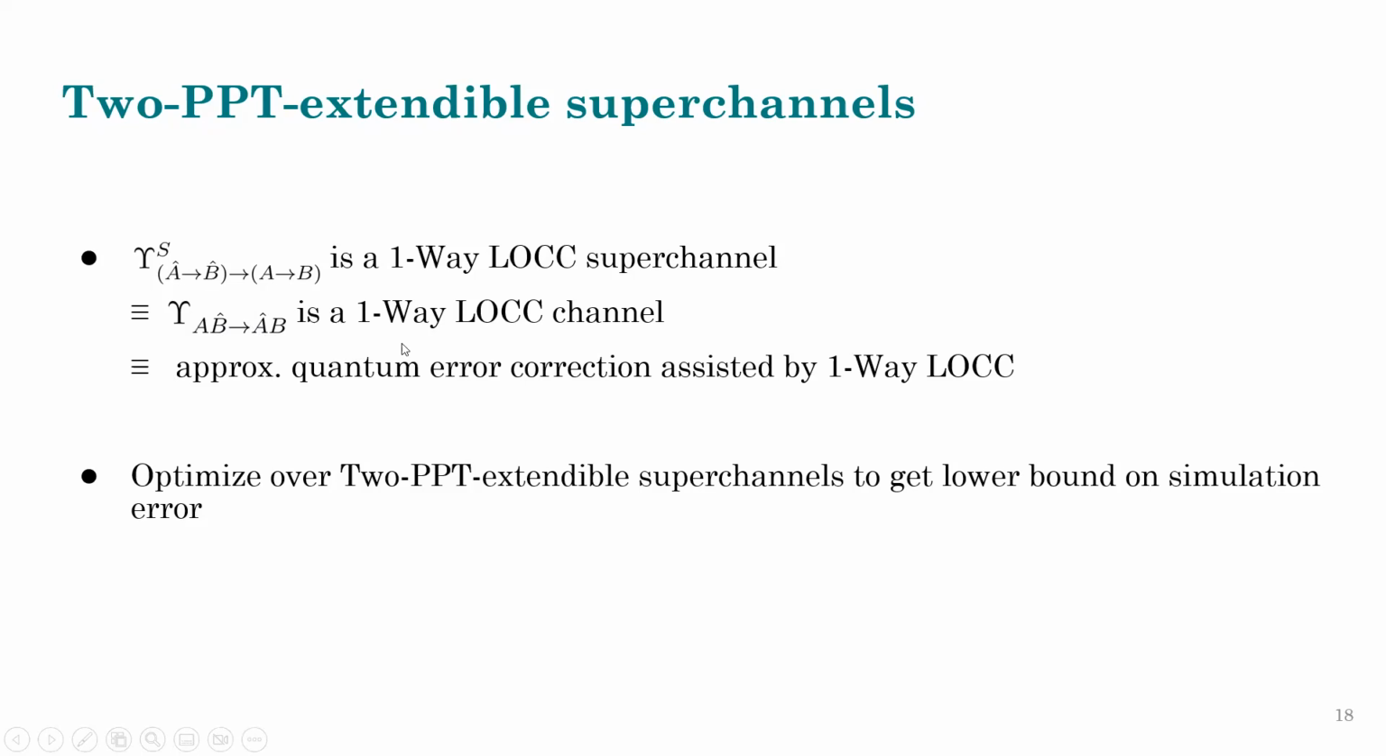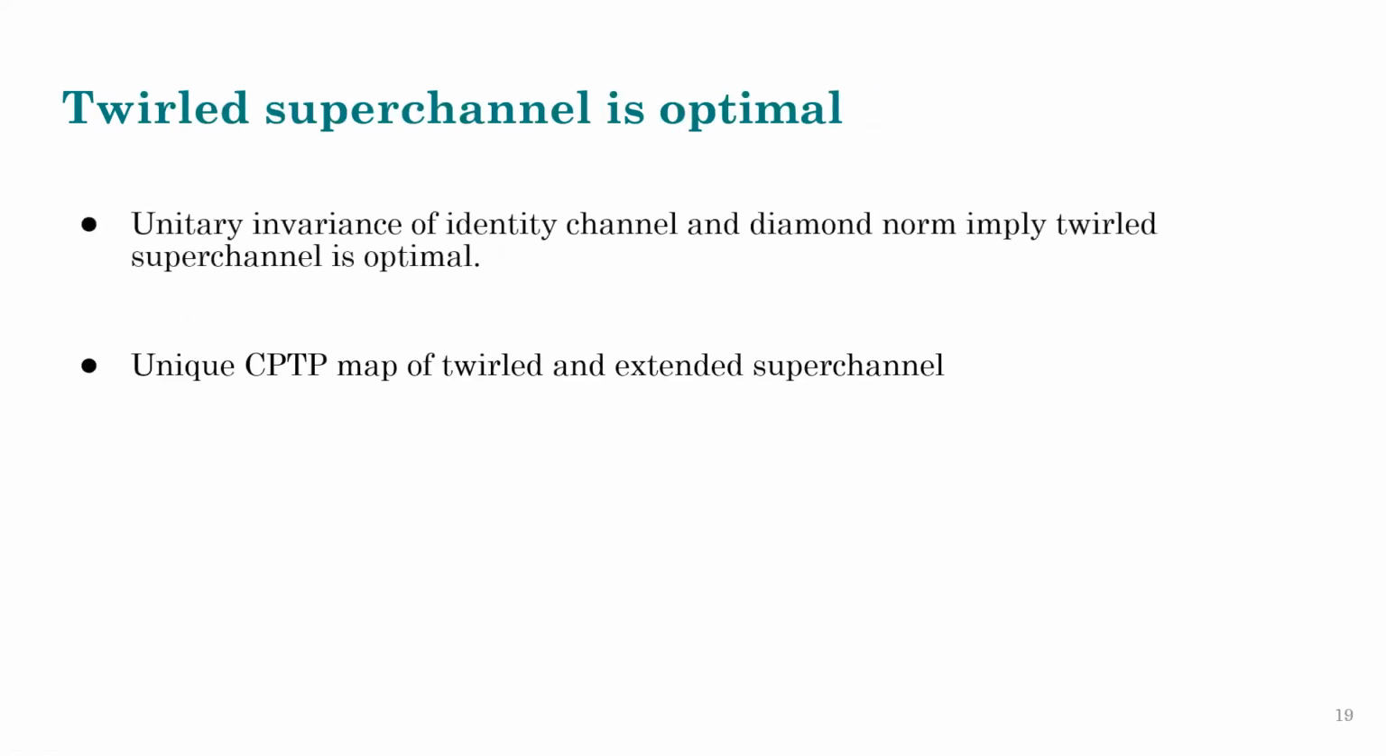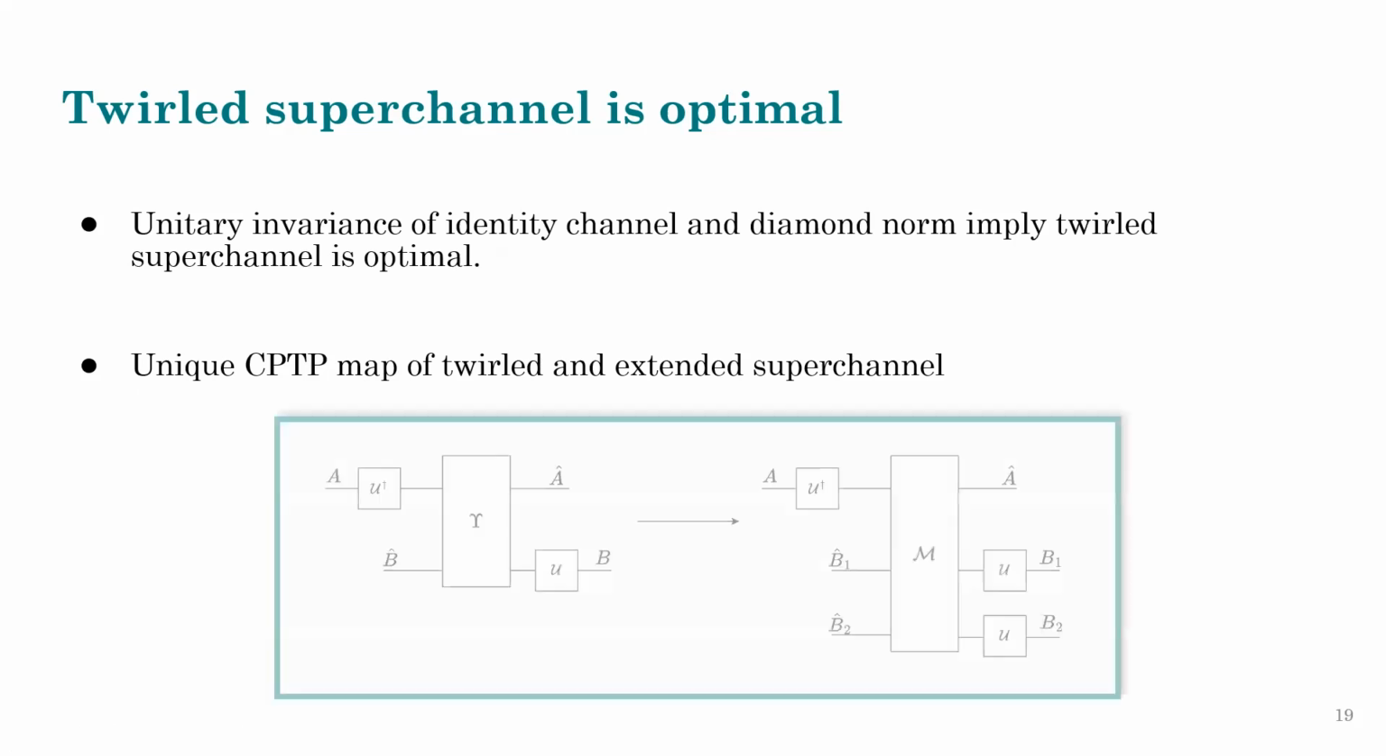On top of that, the unitary invariance of identity channel also translates into the same conditions, and the diamond norm and the unitary invariance of diamond norm also imply that the dual superchannel is going to be optimal. And because of the same relation, we can deduce that the unique CPTP map, or the unique quantum channel associated with the superchannel, is also optimal if it is equal to its dual extended channel.